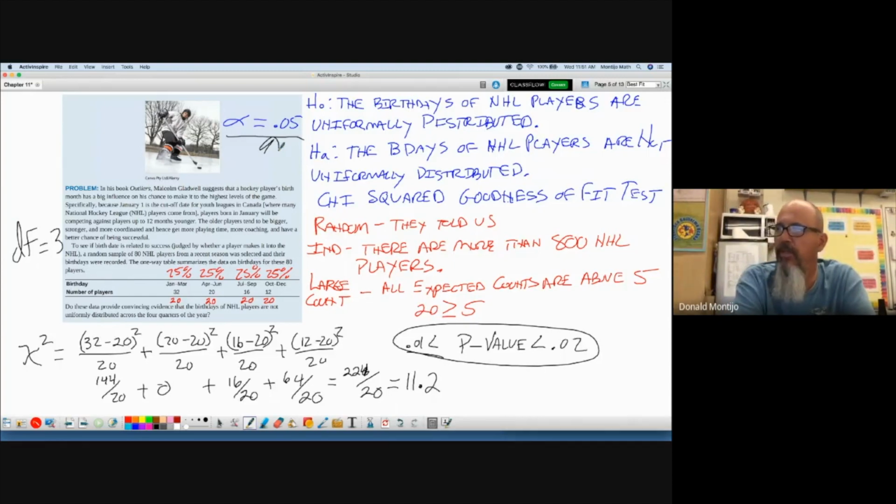So we just did the entire process for a goodness of fit test. This is when we are looking at one categorical variable. We can run this chi-squared goodness of fit test such as we have done right here.